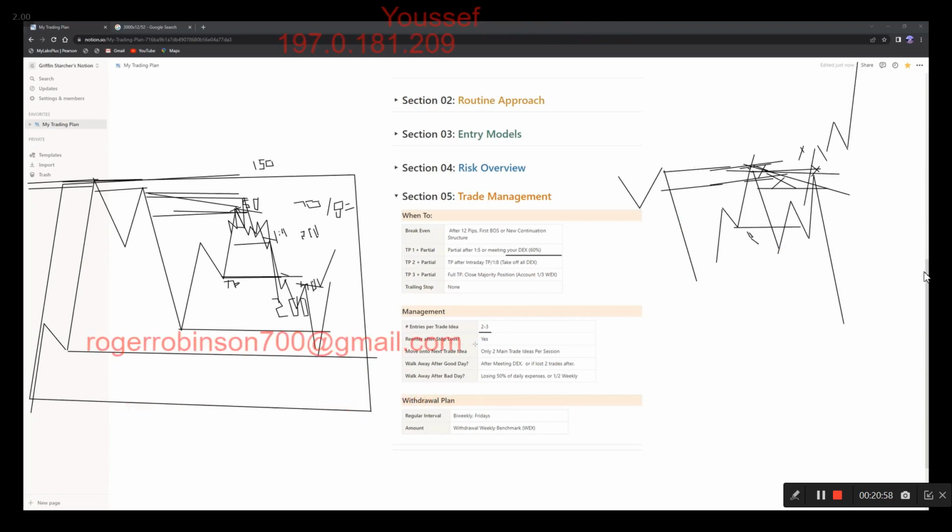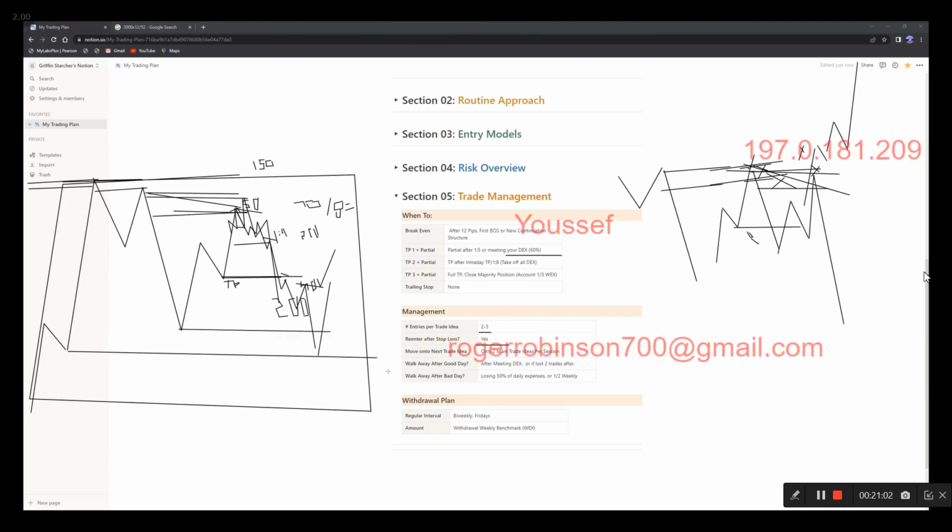All right. So, re-entering after stop loss. Yes. If it still follows your main idea, I would definitely enter after your stop loss because it can just be a double inducement. So move on to the next trade idea.